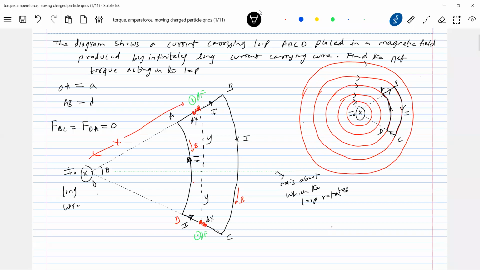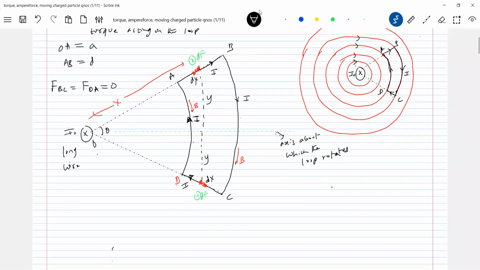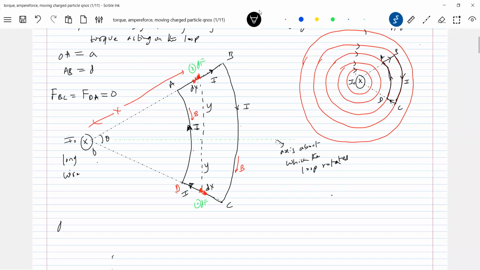So now let's calculate the forces that are going to act here. What is dF equal to? dF is equal to B naught current I into dA. So B naught is equal to mu naught I naught by 2 pi x, I dx. The force, okay, don't integrate. Keep it first here.